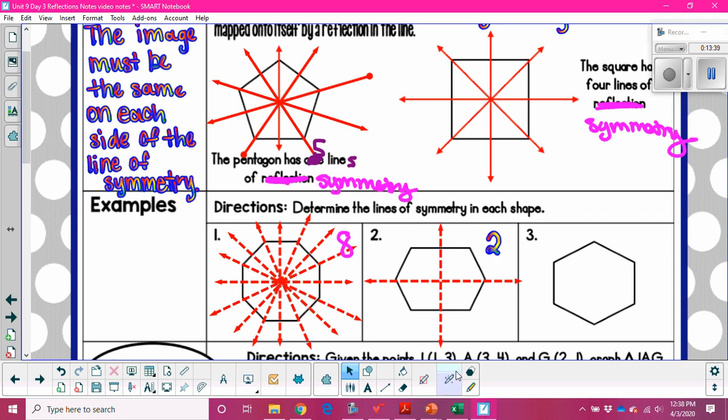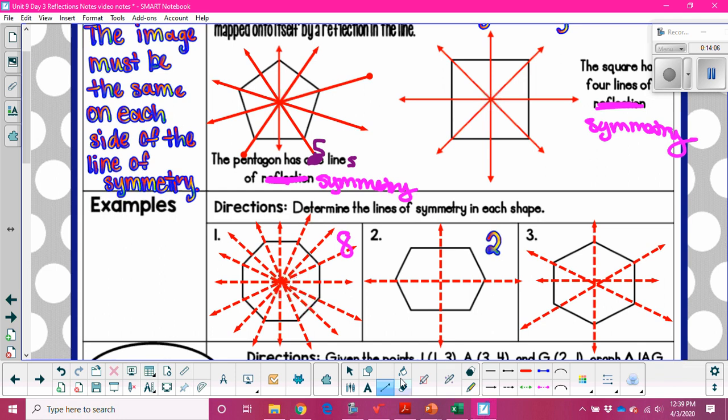Okay, looking at the third one here, this one is a regular polygon. Okay, so it is a hexagon, so it's going to have 6. So have one here, here. There we go. Back in the middle now. Okay, you have one here, here.